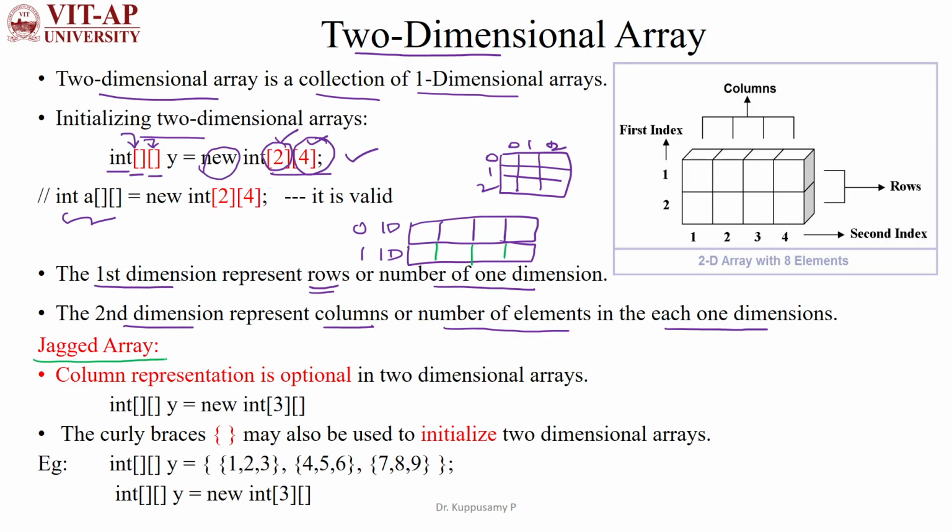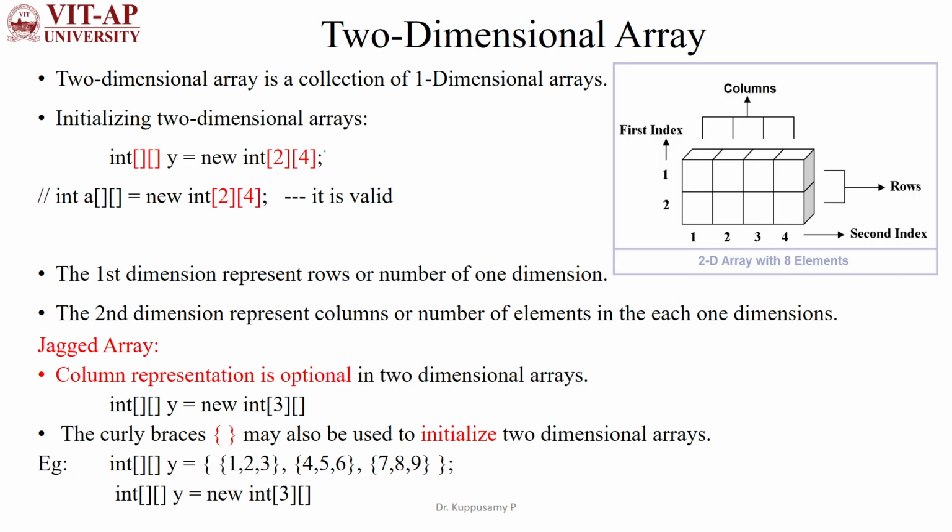And there is one of the term jagged array. Jagged array in the sense column representation is optional in two dimensional array. You see, in this first example we have assigned the four columns in the two dimensional array, but in the jagged array when you are creating the array, we can leave that number of columns as blank. That is optional, we need not mention the number of columns, but we have to create the number of rows, it is a must. The creation of number of columns is optional.